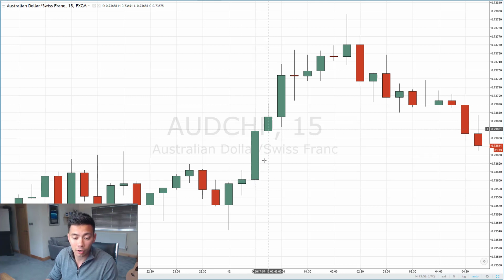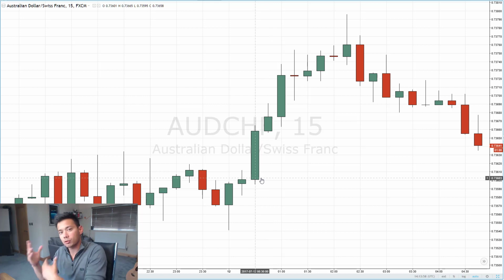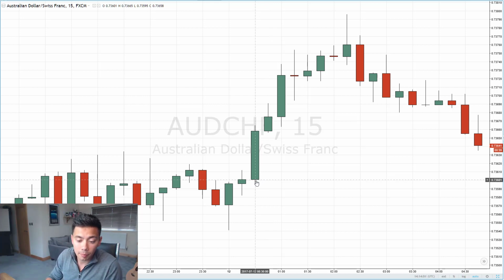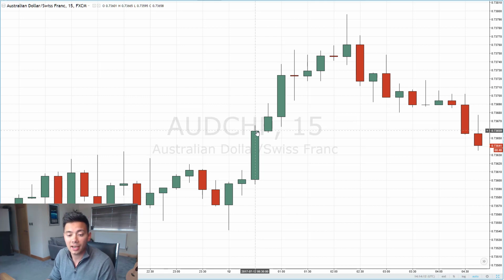So it closed higher than it opened, which means that it was bullish. The markets went up. All right, so the market opened down here. It moved down to this low here, which is indicated by the wick. It then moved up to this high here before eventually closing at this level over here. Okay, so that's what a candlestick chart does.